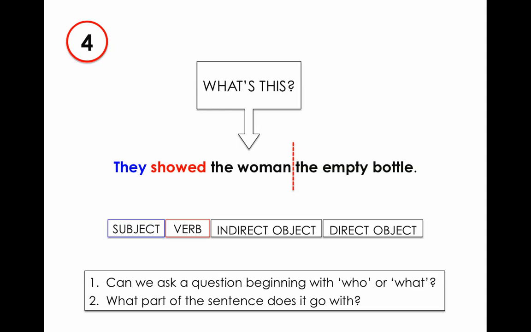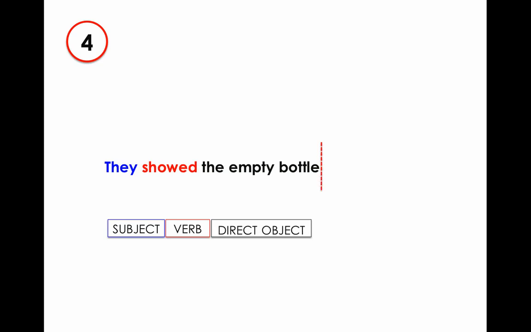Now notice this, if we change the order of this sentence a little bit and we say they showed the empty bottle the woman, we need something else here, something missing in the gap. What do you think? They showed the empty bottle the woman. What goes there? Well, the word to may come to mind immediately. I think it probably might have done. They showed the empty bottle to the woman.